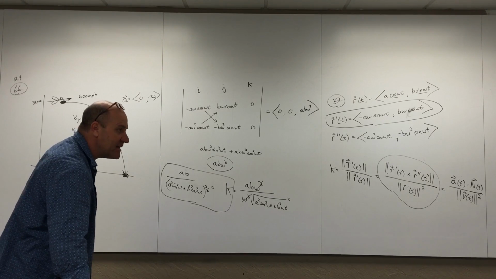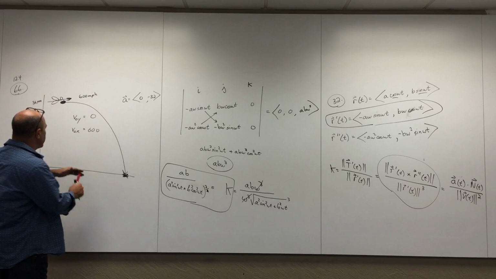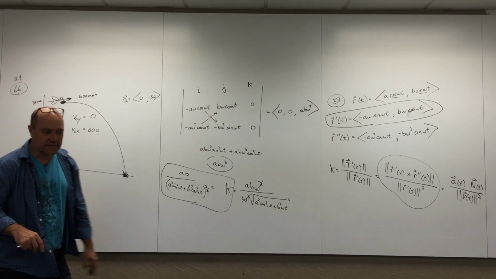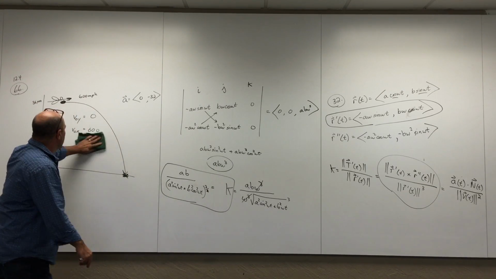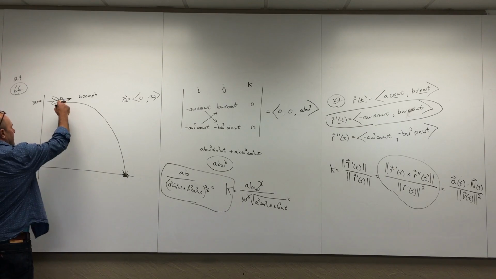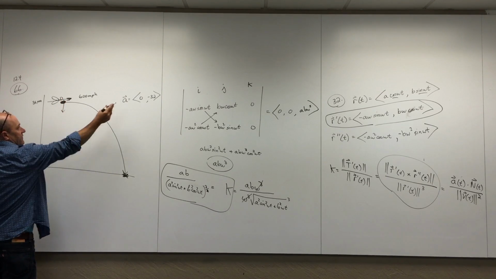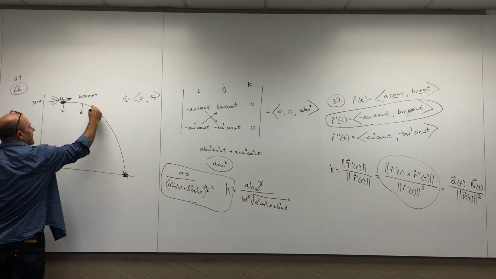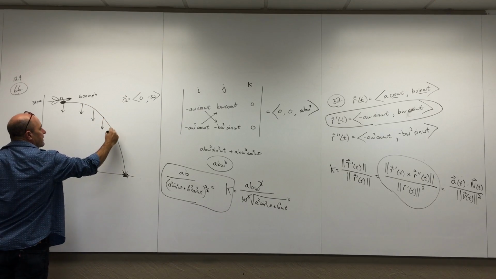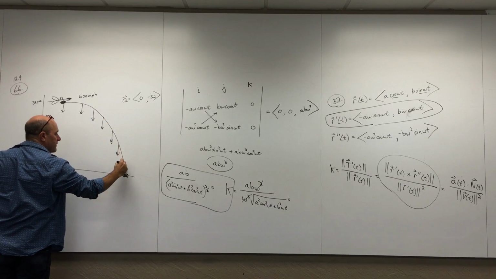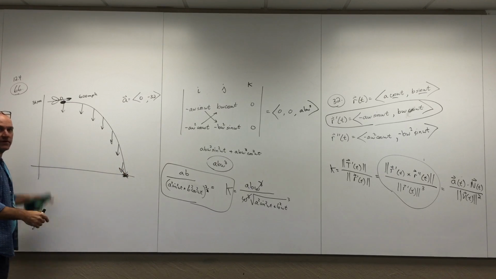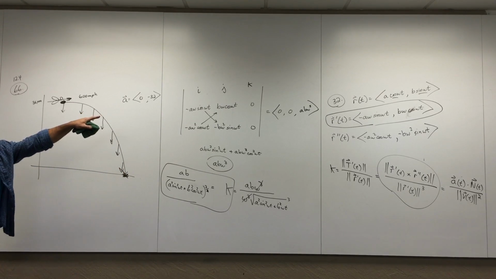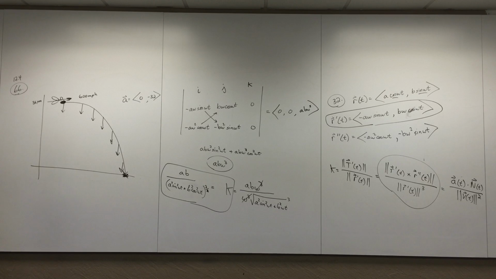So you're saying at any moment on this path, I could draw the acceleration vector. There it is, there it is, there it is. I mean, it's never changing, is it? It's always straight down, negative 32.